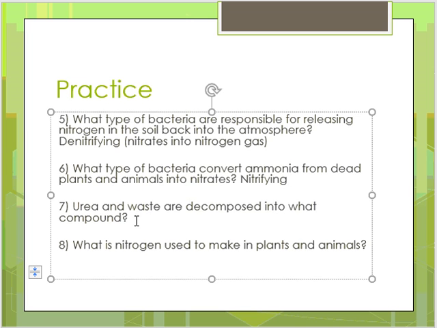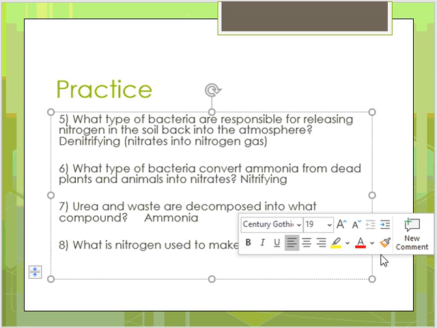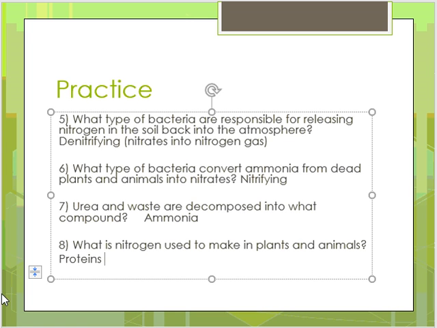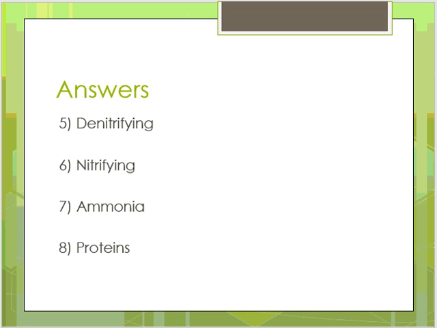Urea and waste are decomposed into what compound? So that would be ammonia. And then the last one, nitrogen is used to make what in plants and animals that help us grow strong? What would that be? Okay, so that would be proteins. Okay, so all this work is worth 1 mark.